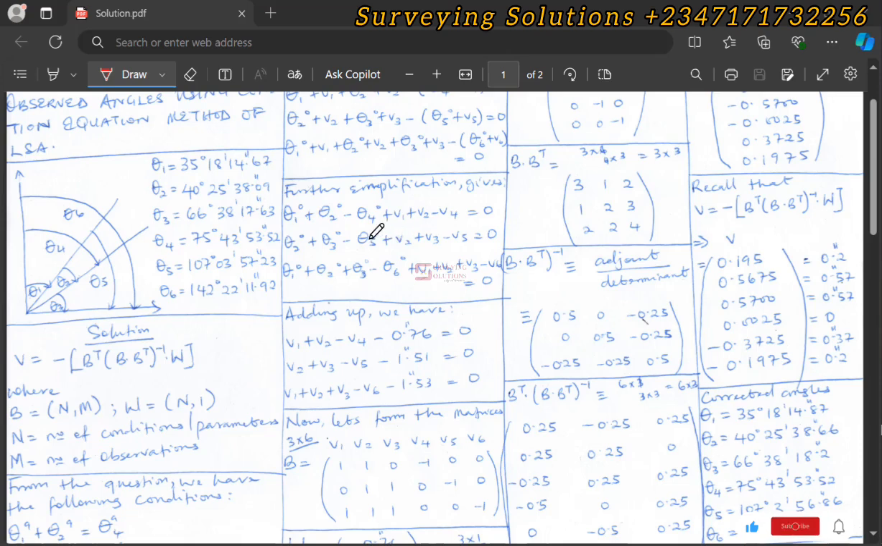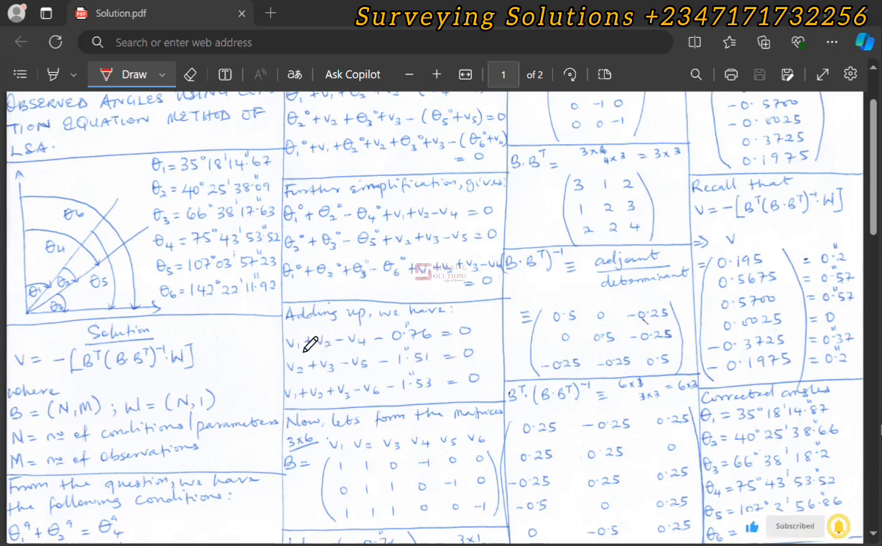So we have angle 2 observed, which is 40 degrees 25 minutes 38.09 seconds, plus angle 3, which is 66 degrees 38 minutes 17.63 seconds, right? Good. Minus angle 5, which is 107 degrees 3 minutes 57.23 seconds. If you have done it correctly, you are supposed to have minus 1.51 seconds, right? Good. So rewriting it as we have explained earlier, we have V1 plus V3 minus V5 minus that value you got, all equal to 0.